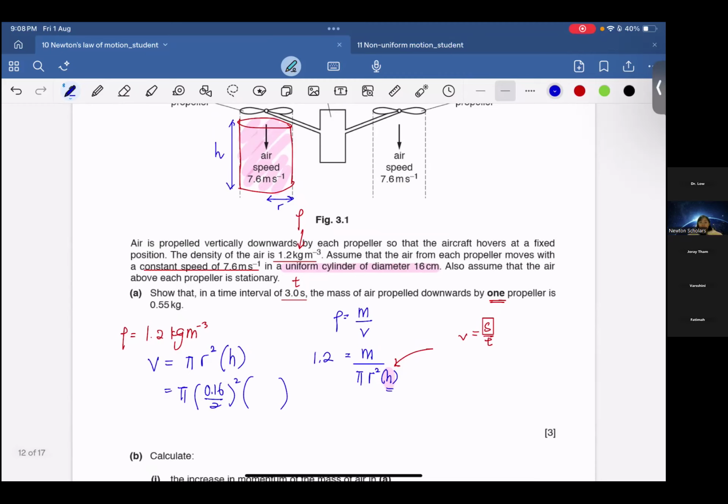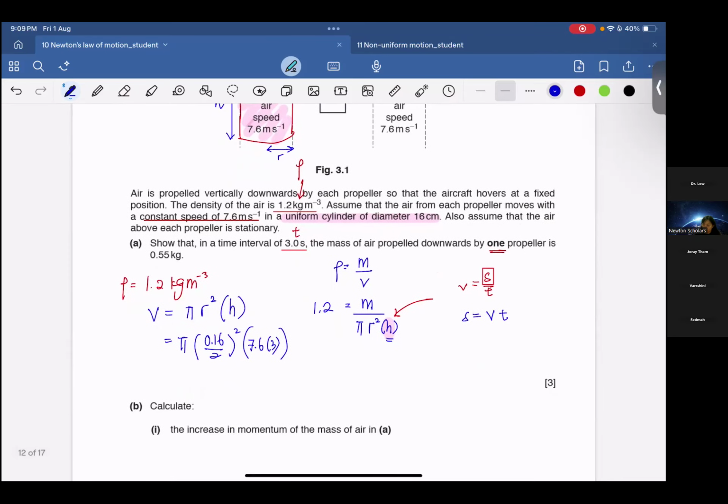H is how far it travels. Okay, how far it is pushed down. H, so here it should be the speed times the time. Using speed times time, you can know the h. Do your calculation.